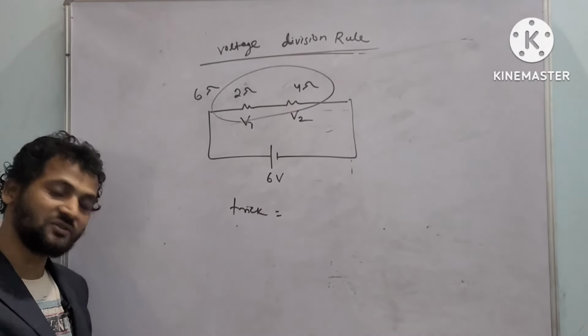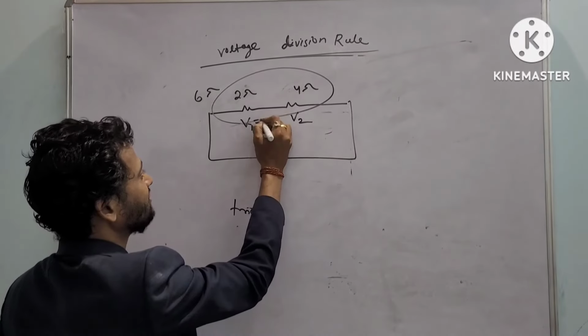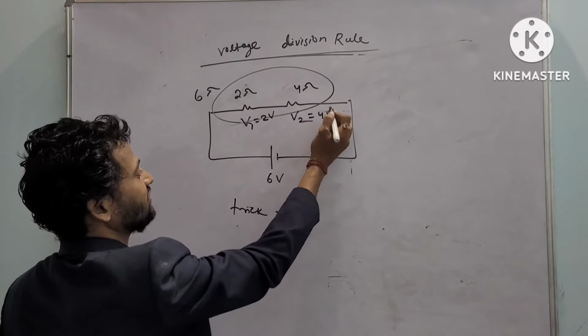बट करंट डिवीजन में क्या था? इट वाज रिवर्स. तो ये वोल्टेज कितना होगा? 2 वोल्ट. ये वोल्टेज कितना? 4 वोल्ट.